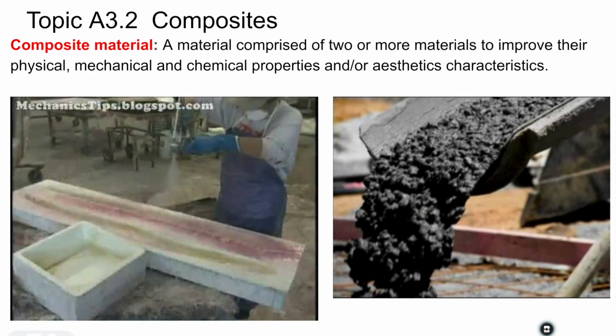A composite material is a material comprised of two or more materials to improve their physical, mechanical, and chemical properties or aesthetic characteristics. So these are a couple of examples. These are a couple of videos that show some composite materials. This is fiberglass, which is a composite of fiberglass and epoxy resin, and this is concrete, which is a composite that is made of cement, sand, aggregate, and water.